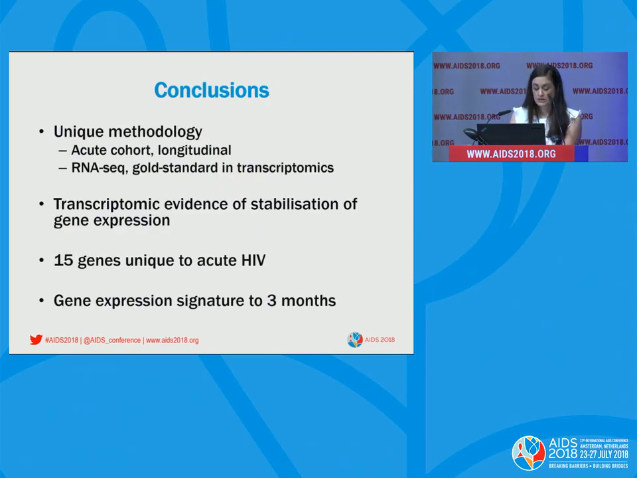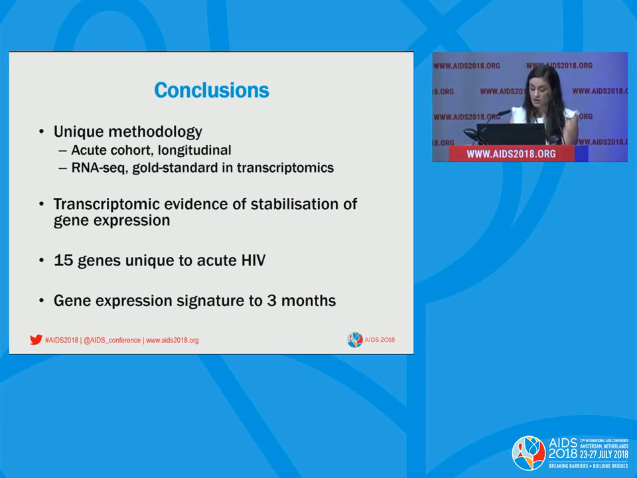So in conclusion, this cohort has provided a unique opportunity to study the first 18 months of HIV infection, and in particular has enabled greater understanding of the acute and early stages of infection. RNA-seq is now the gold standard of transcriptomic technologies, and application of this methodology to people living with HIV may greatly increase the knowledge of the underlying mechanisms of HIV.